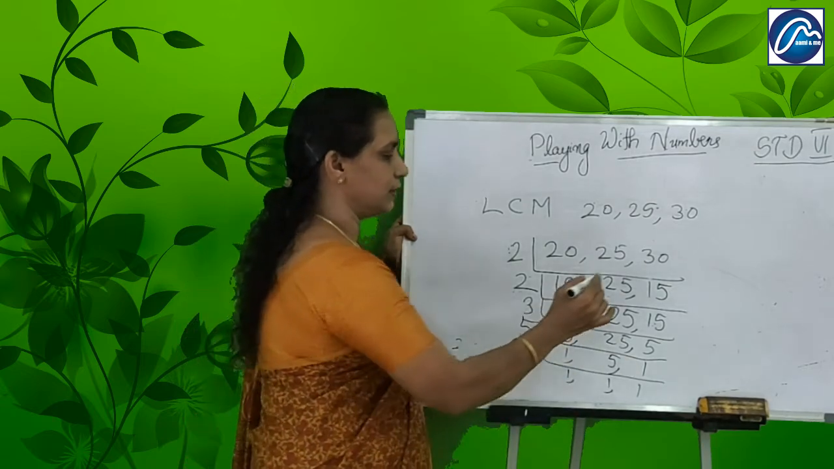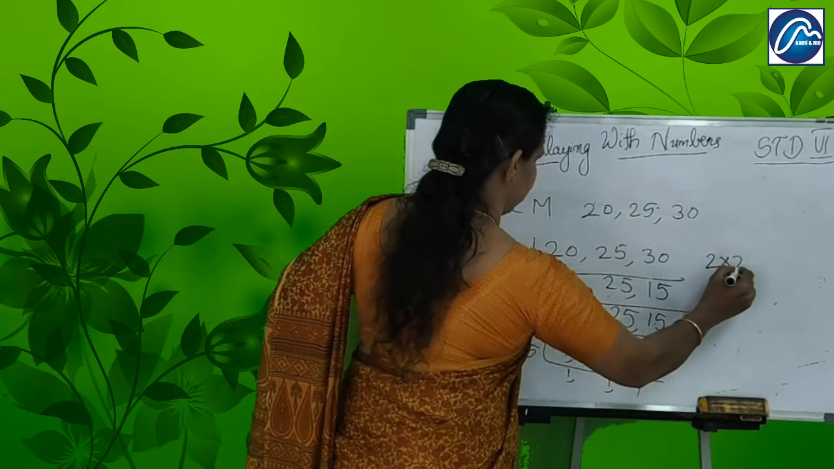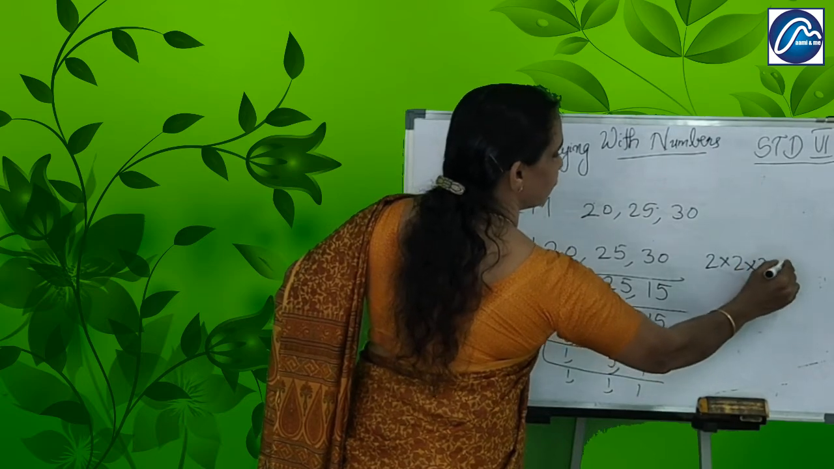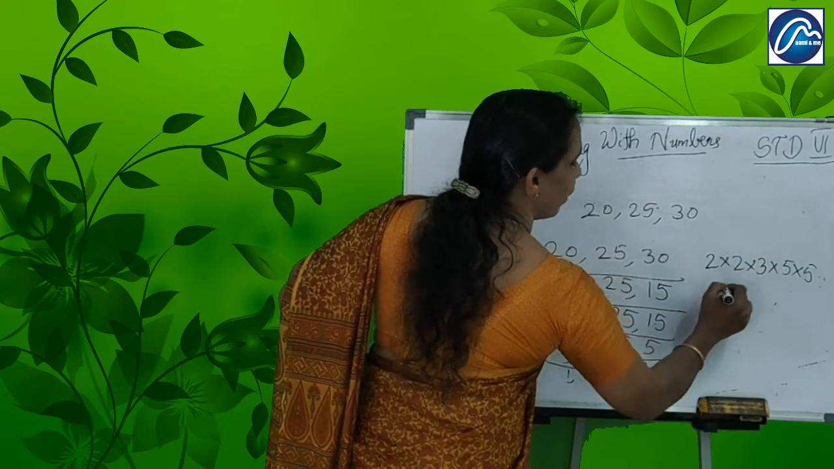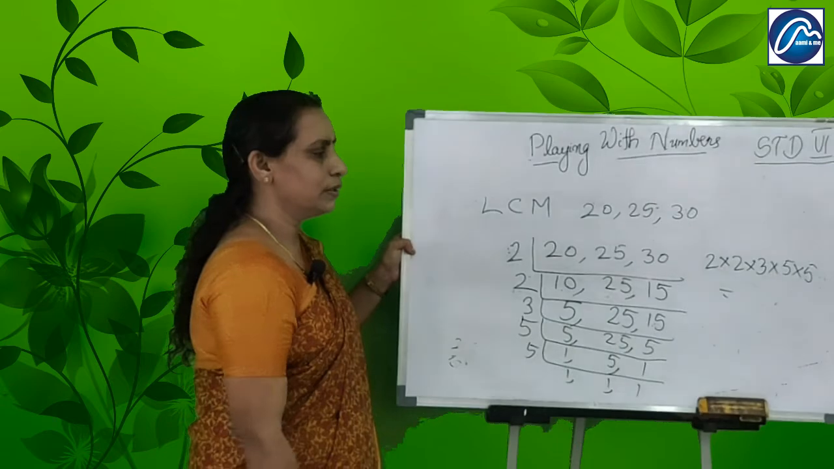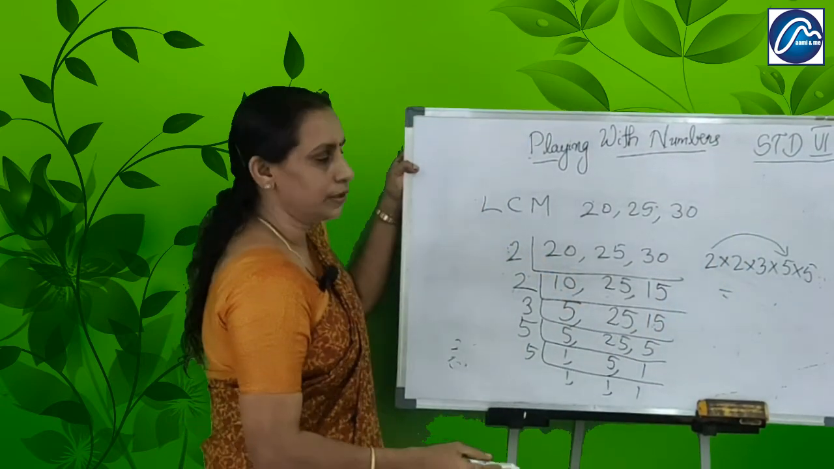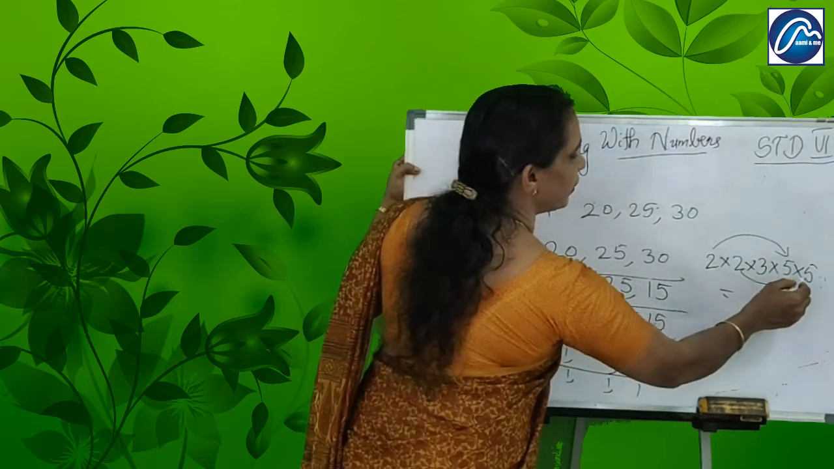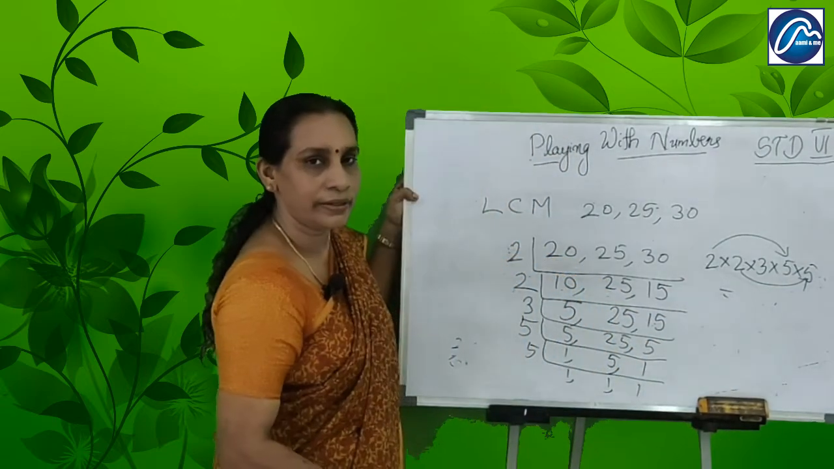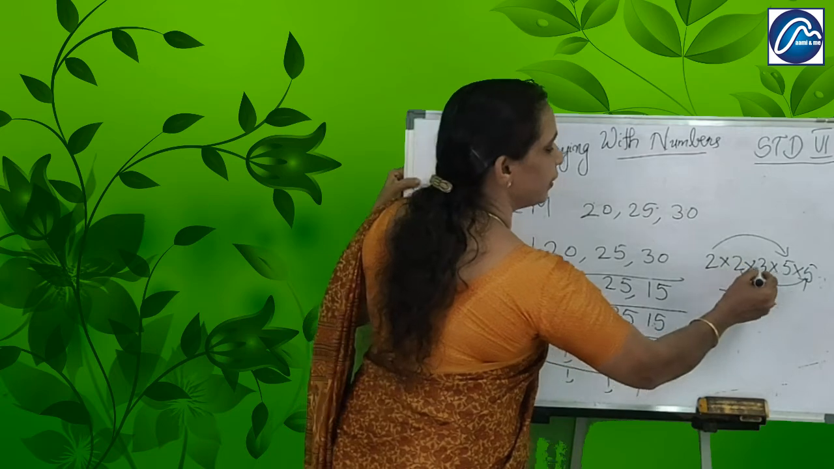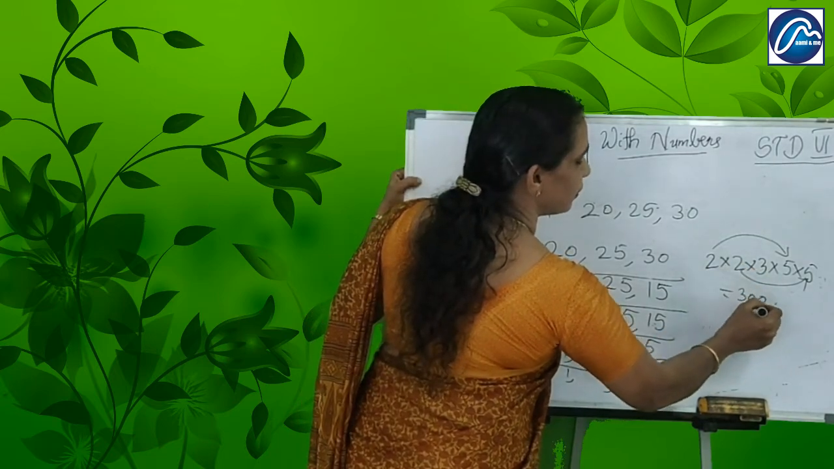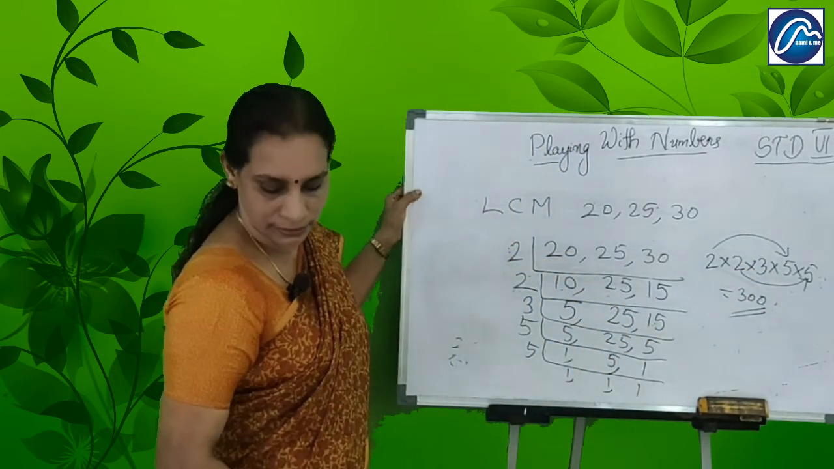So, the answer is 2 into 2 into 3 into 5 into 5. How will you multiply all these numbers? This is an easy method. 2 into 5, 10. And again 2 into 5, 10. 10 into 10, 100. 100 into 3, 300. So, the answer is 300.